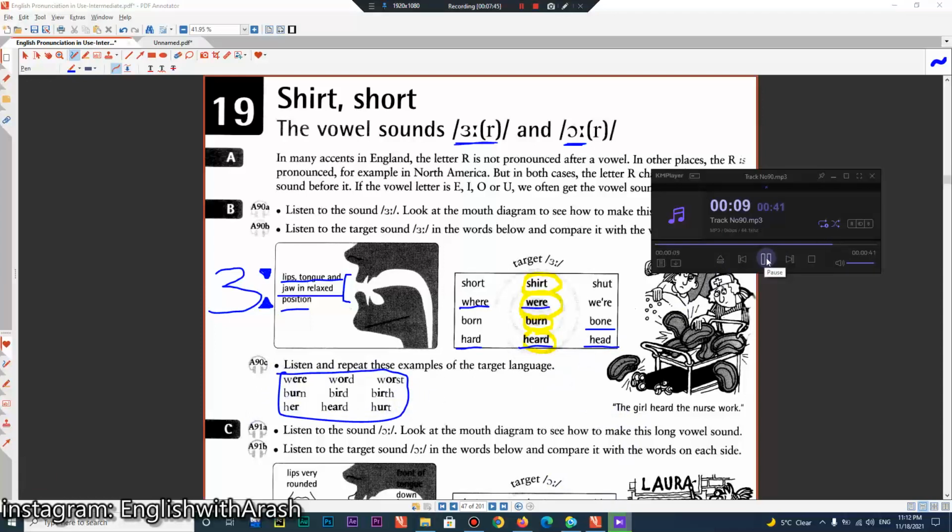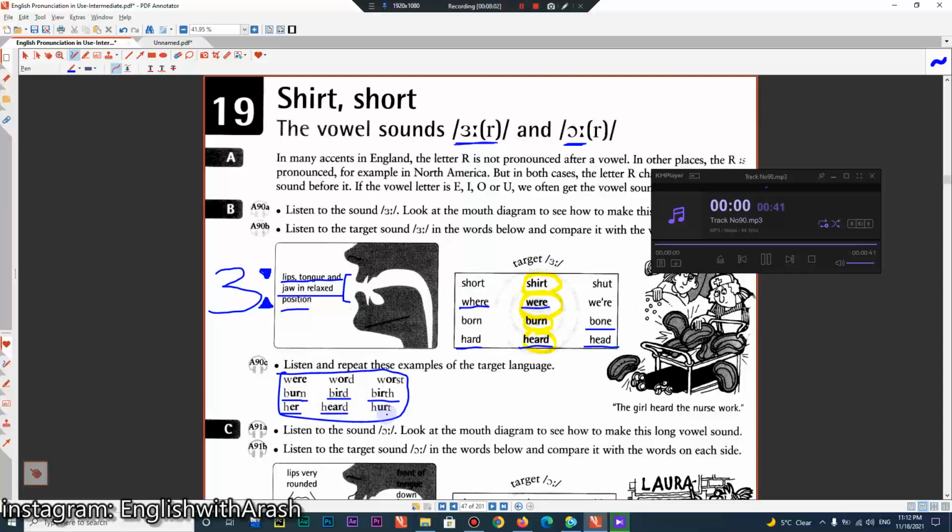A90C. Were, word, worst. Burn, bird, birth. Her, heard, hurt.